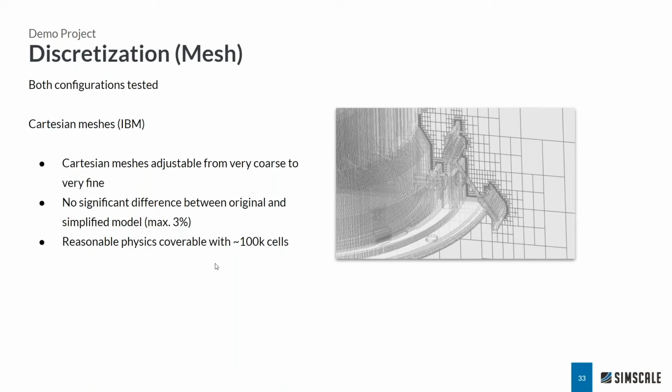Yeah, and as I mentioned, you can go really far down as you want to, but reasonable results you can already cover with sometimes simulations around 100K cells. So for example, for our lighting fixture, we already get in a good range of what we expect then from the finer resolution runs as well.